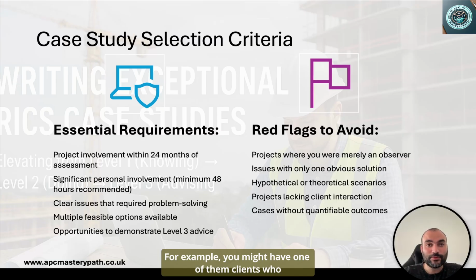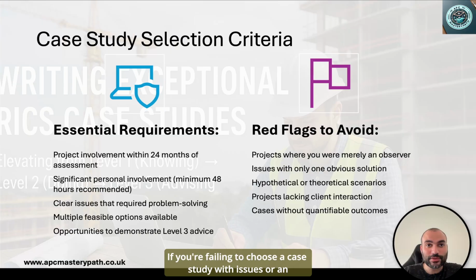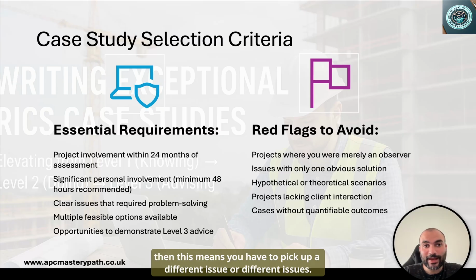For example, you might have one of those clients who is passing through a very difficult financial situation. It would make sense that the client will have to postpone the works till later until they have more money. That will be the only solution available. If you're failing to choose a case study with an issue or issues that have multiple solutions or options to sort it out, then this means you have to pick a different issue or different issues.